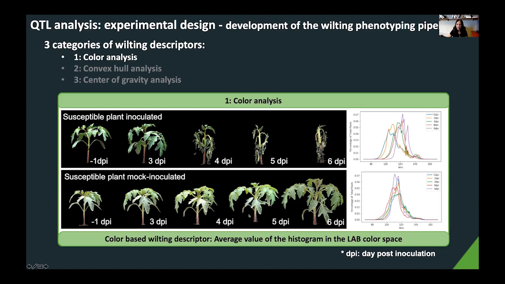And so what we're looking at here is the histogram of the A channel in the LAB color space. LAB color space is just another type of color space, like RGB. And so the point here is that at -1 DPI, this is the blue peak here, and then this shifts as you move from -1 to 2 to 3 to 6 days post-inoculation. Okay, so it's this shift that we're interested in. This doesn't happen when you look at the mock plant. Everybody pretty much lines up at the same point. So we thought, okay, we'll use this shift as one color trait.